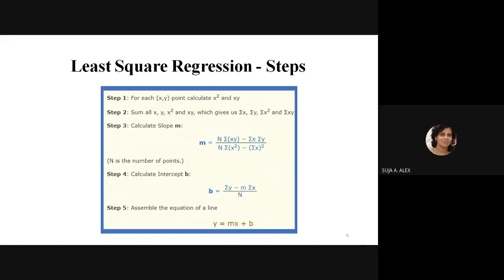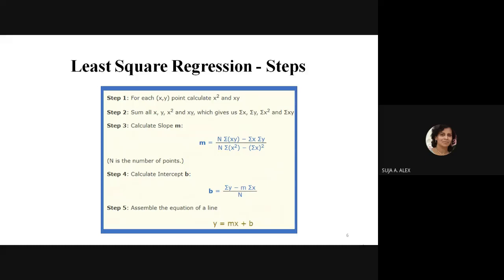Now let me see the algorithm. The algorithm, first step: since it is going to be done for a simple linear regression, we have only two variables, one input variable and one output variable, x and y. So we have to calculate x square and x into y. In step 2, we have to find the sum of x, sum of y, sum of x square and sum of xy.